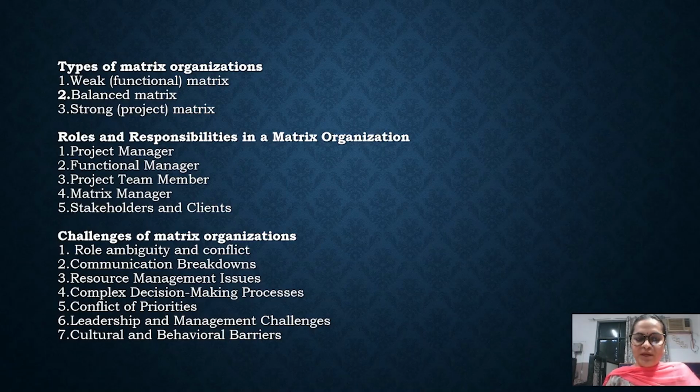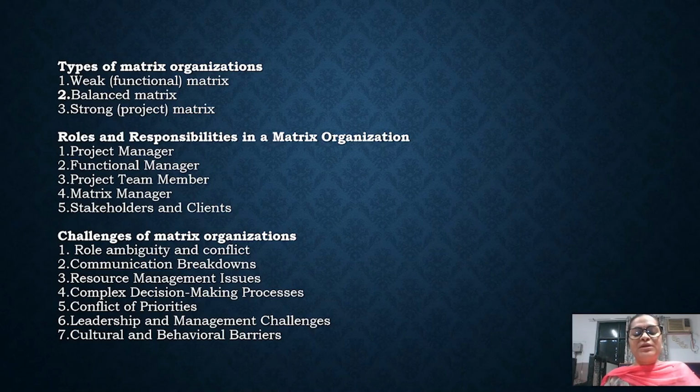Now, there are different managers, right? There are project managers, functional managers, project team members, matrix managers, stakeholders, and the clients. Now, the roles and responsibilities of these particular managers and members. First, we'll go to the project manager. Now, in a matrix organization, what does a project manager do?